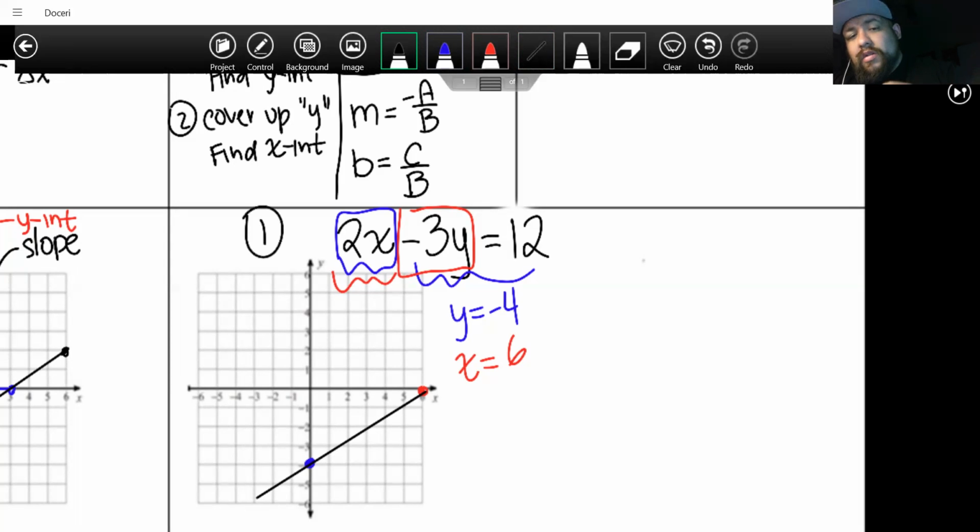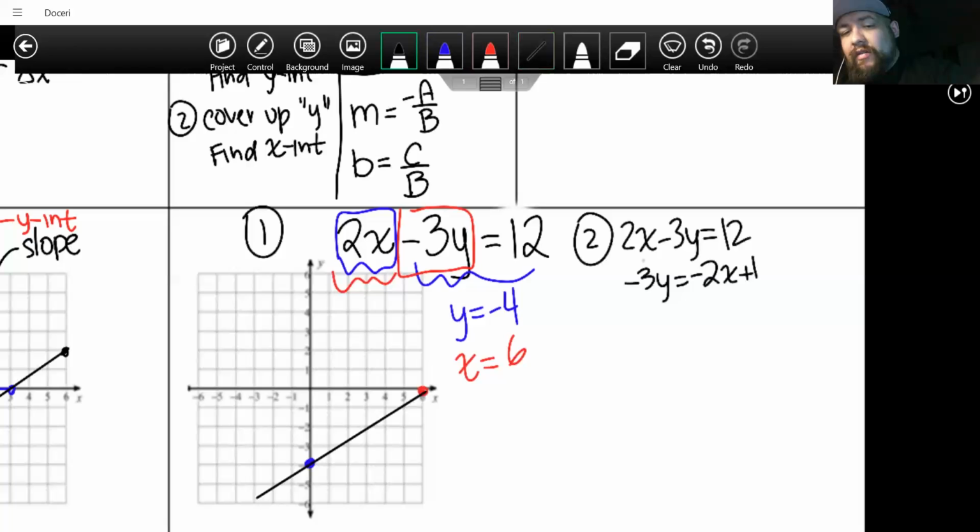Method 2 would be just to convert it back into slope-intercept form, which is 2x minus 3y is equal to 12. So to solve for y, essentially, we're going to subtract 2x, giving me negative 3y is equal to negative 2x plus 12, because I brought the 2x to one side. And then we're going to divide everything by negative 3. So we're going to get 2/3 x, and then negative 3 goes into 12 negative 4 times.